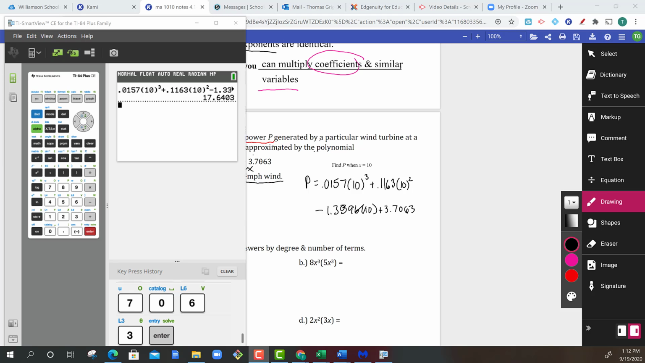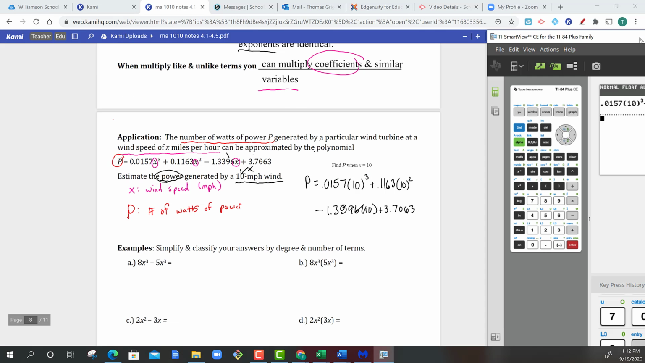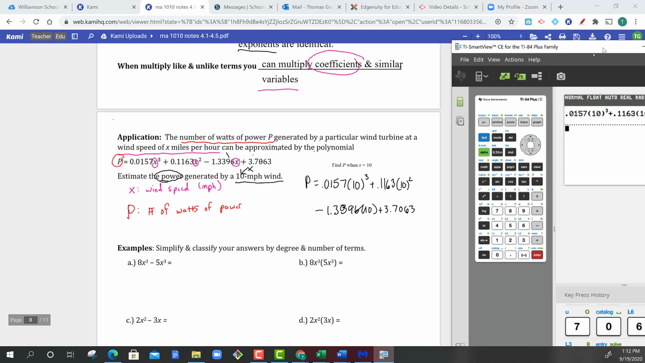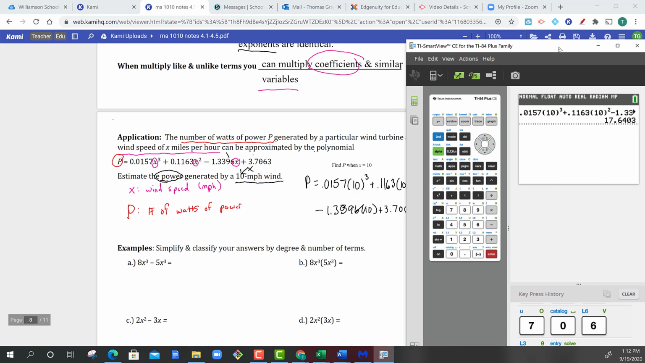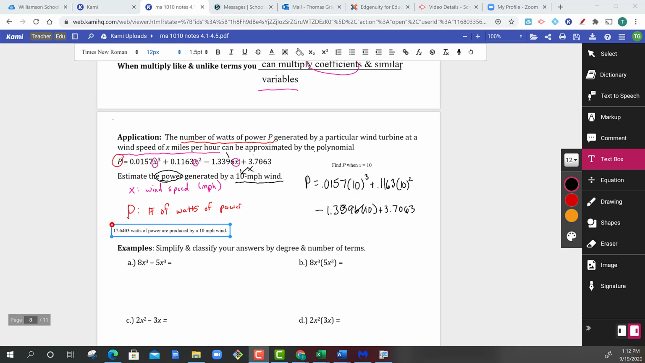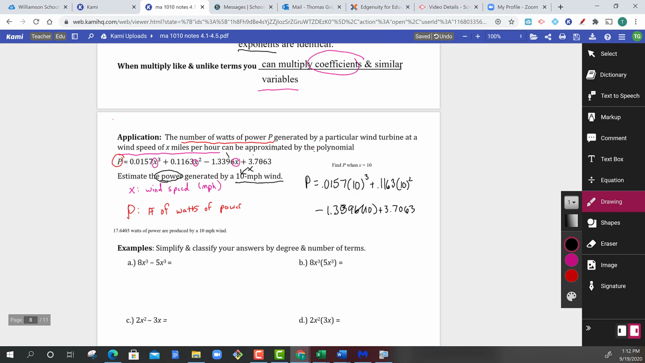So there's what you should get as an answer, 17.6403. So that's the number of watts of power. And there's our answer.